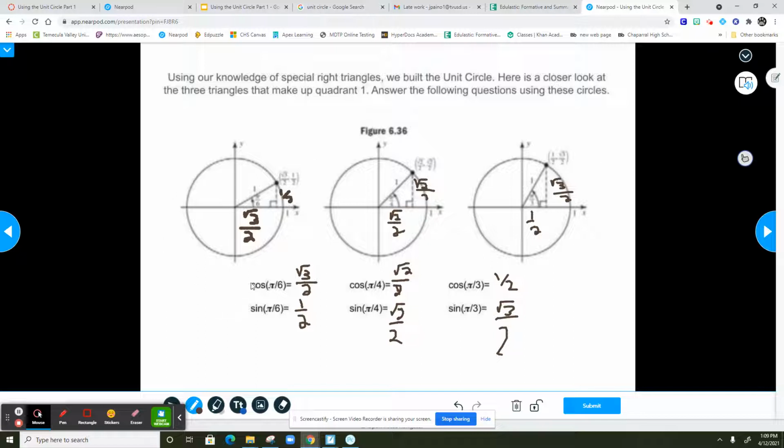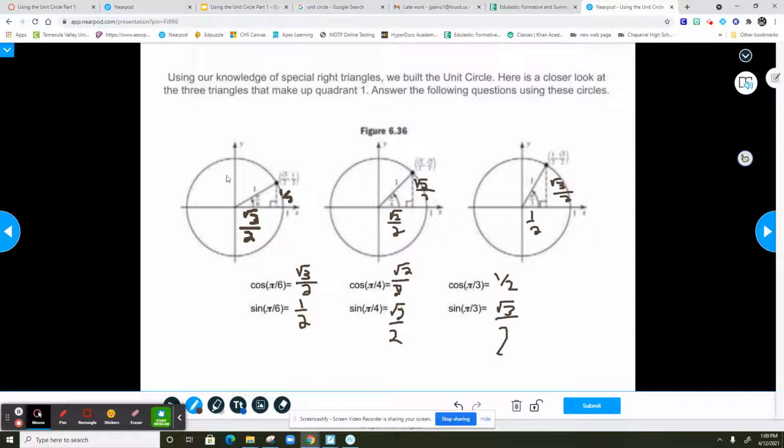The advantage of being able to create the unit circle, or know the unit circle, is that it allows us to easily recall these specific cosine and sine values of these given angles. These are the ones that we should know off the top of our head: pi/6, pi/4, pi/3. That's 30 degrees, 45 degrees, 60 degrees. We should know all those.